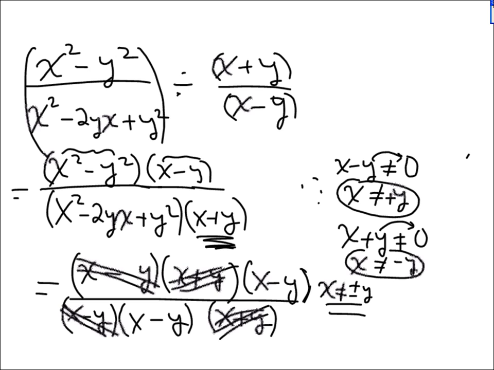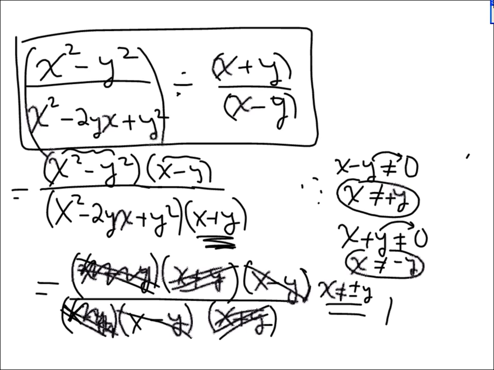And this also cancels out. But we already talked about that right here. We said about x minus y over x minus y already. So in fact, you get 1. This is just a complicated way of writing the number 1. The only thing is, x cannot equal y, x cannot equal negative y. As long as that's true, then that must equal 1.